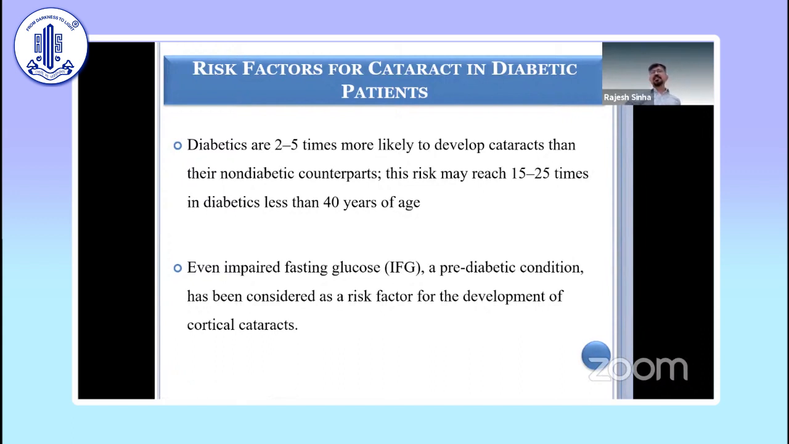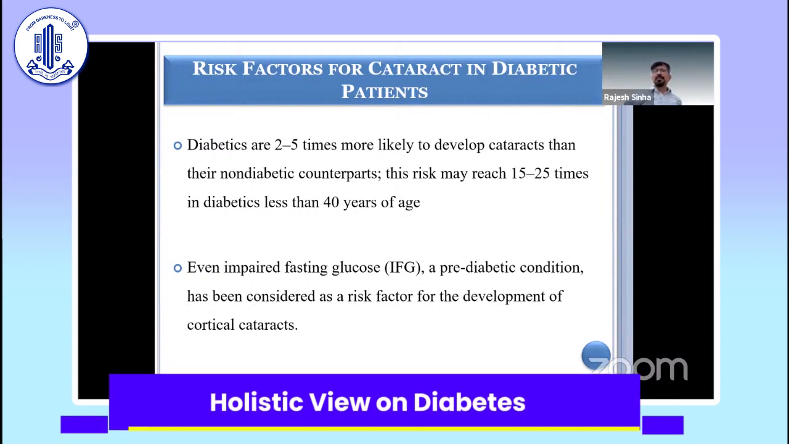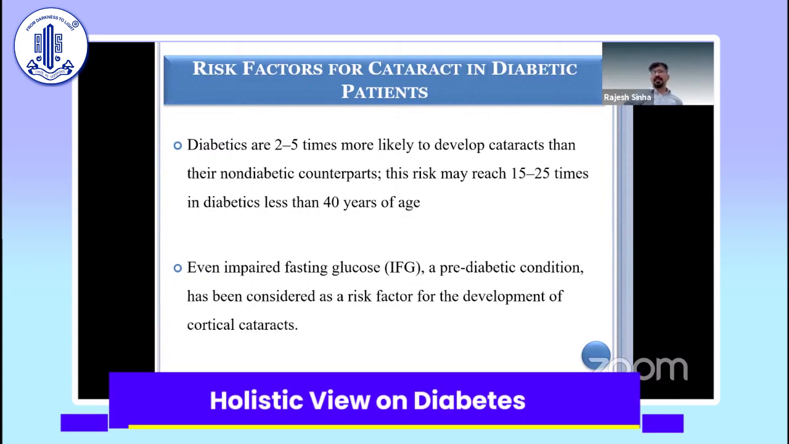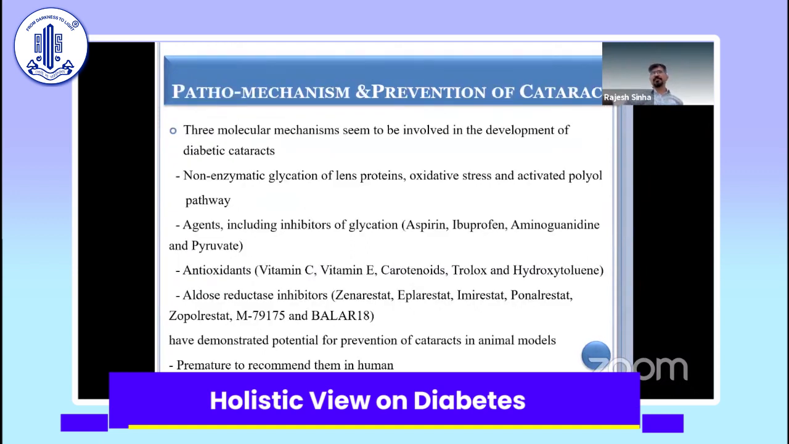And this risk may reach very high, 15 to 25 times in younger individuals. Younger diabetics who are less than 40 years of age are very prone to develop cataract. And even in the pre-diabetic condition, the lens carries some risk to opacify.